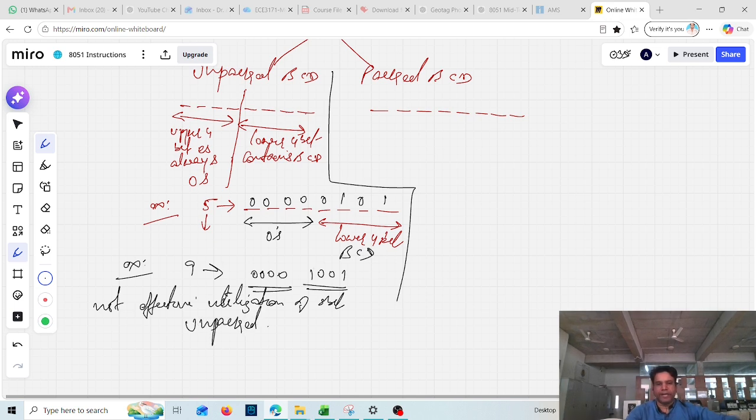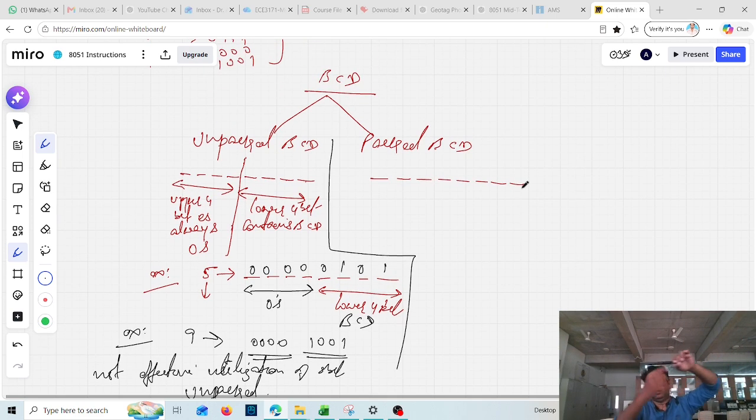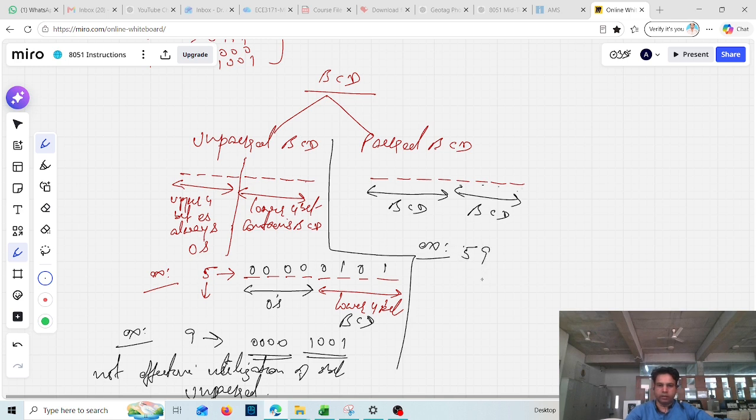Then we have packed BCD, where the upper 4 bits and lower 4 bits each represent an individual BCD number. So one 4-bit group is one BCD number, and the other 4 bits are another BCD number. For example, 59 can be written with the 5 as one BCD, 0101, and the 9 as 1001. So you can see all the 8 bits, upper and lower 4 bits, are representing BCD numbers. That is what is called packed BCD.